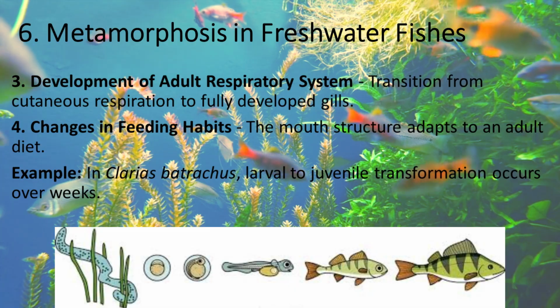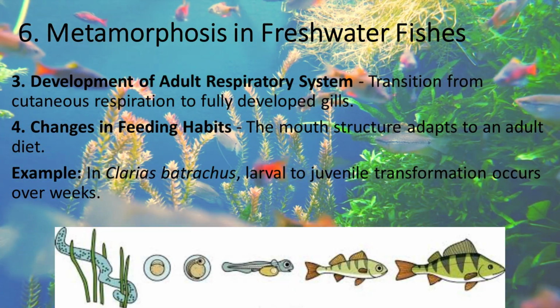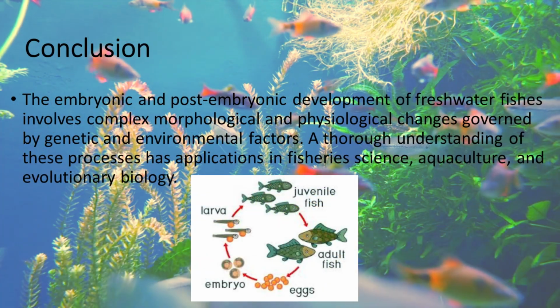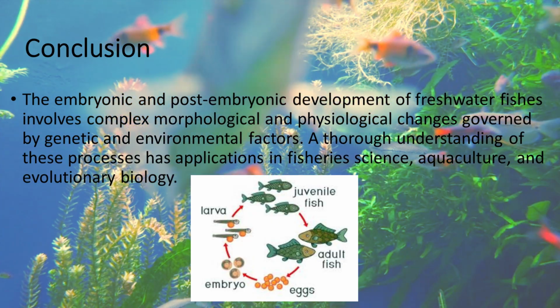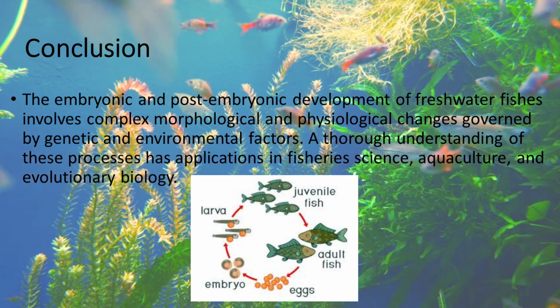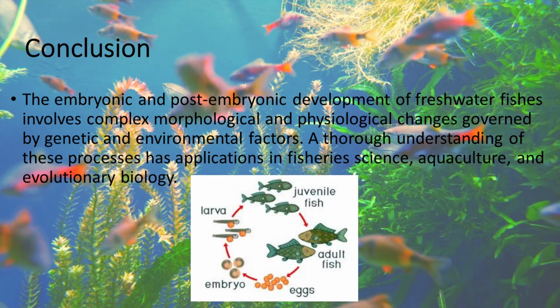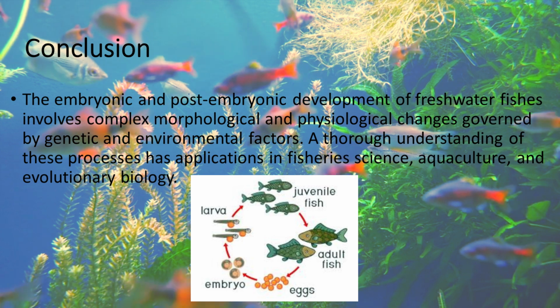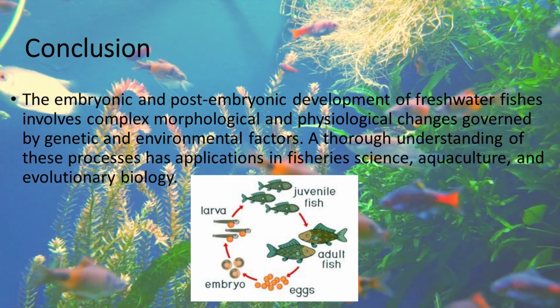Example: in Clarias batrachus, larval to juvenile transformation occurs over weeks. Conclusion: the embryonic and post-embryonic development of freshwater fishes involves complex morphological and physiological changes governed by genetic and environmental factors. A thorough understanding of these processes has applications in fisheries science, aquaculture, and evolutionary biology.